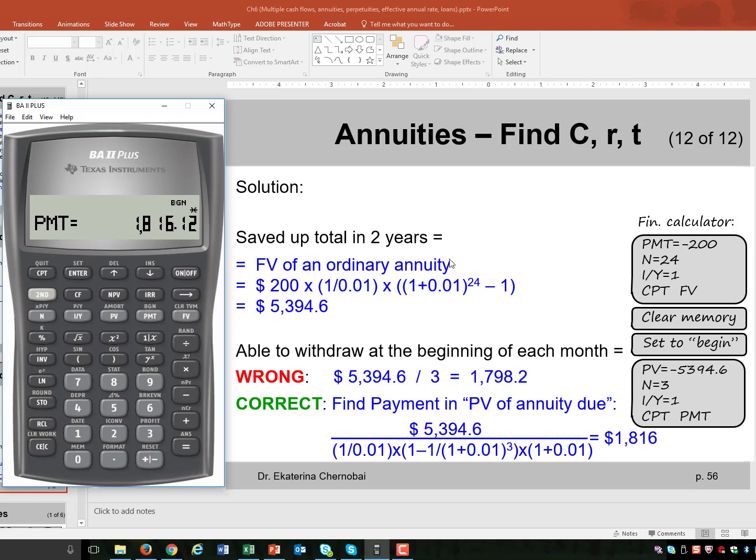A pretty complicated problem. I promise I won't ask you anything like this on any exam, but it's good to see how complex things can get. And I also thought it's a pretty realistic problem, right? Saving money for something and then figuring out how much you can use out of it, regularly, if that needs to be in fixed amounts.